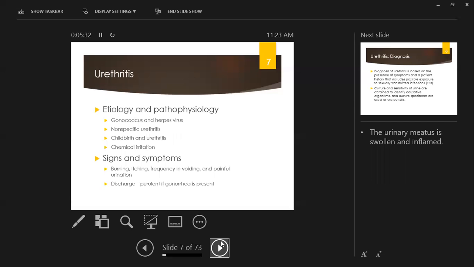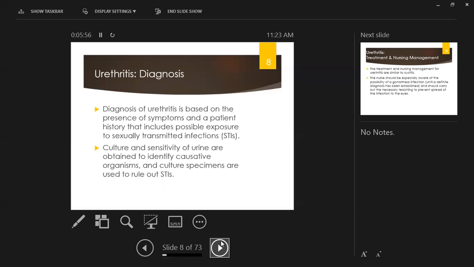Burning, itching, frequency in voiding, and painful urination are going to be your signs and symptoms of urethritis. Also, there may be a purulent discharge if the patient has gonorrhea. We say the urinary meatus actually becomes swollen and inflamed and reddened, and inserting a Foley catheter in these patients is quite painful for them. They are very sensitive.